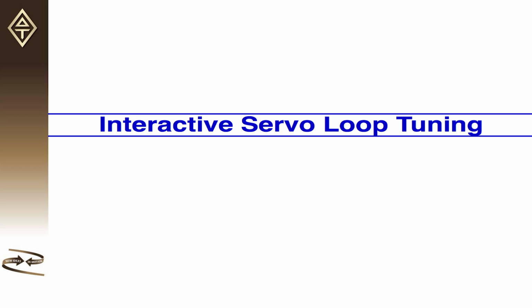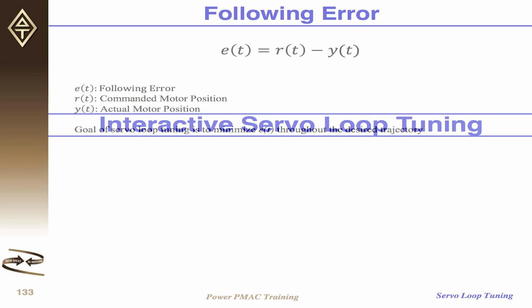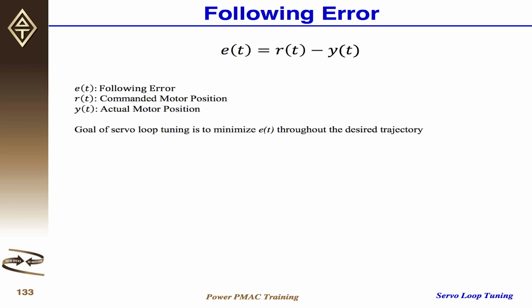A laser pointer up here. Following error is typically denoted by E of t, where E represents the error and t is a time variable. That is the difference between commanded motor position, R of t, and actual motor position. In other words, it's the difference between where you want your motor to be and where your motor currently is.